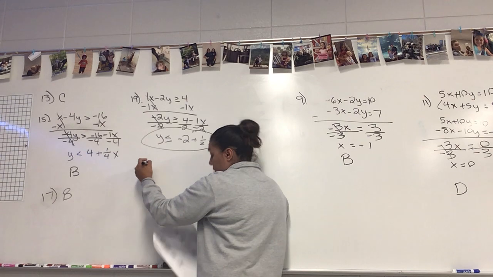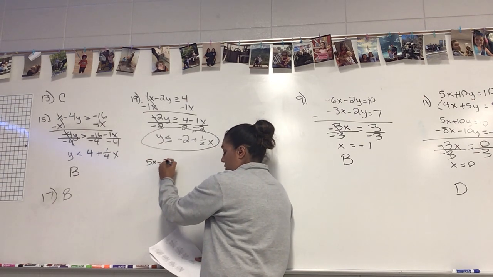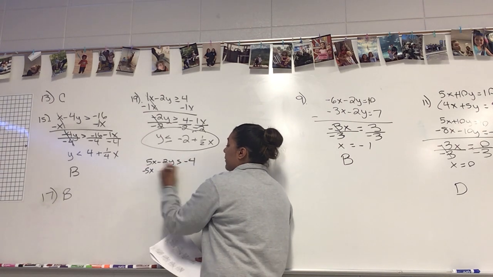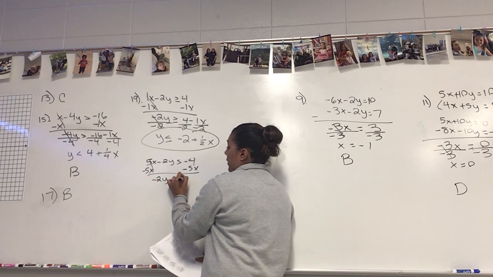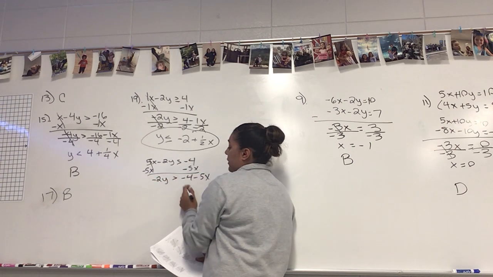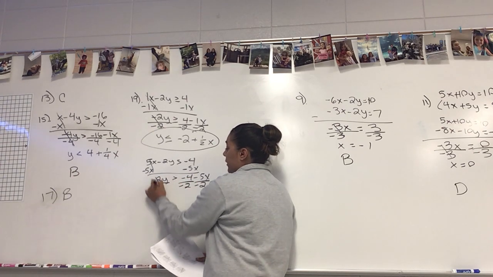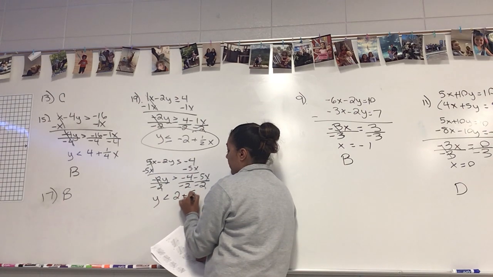Line 2 is going to be 5x minus 2y. We got negative 4, so you're going to say minus 5x. Negative 4 minus 5x. And we're going to divide each piece by negative 2. So you also need to flip. So you get positive 2 plus 5 over 2x.